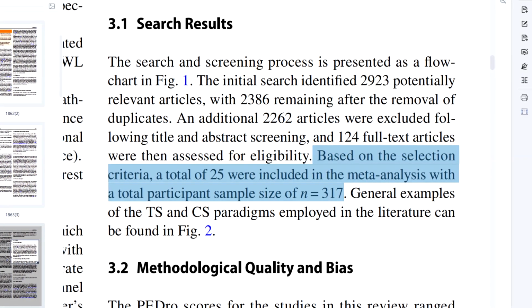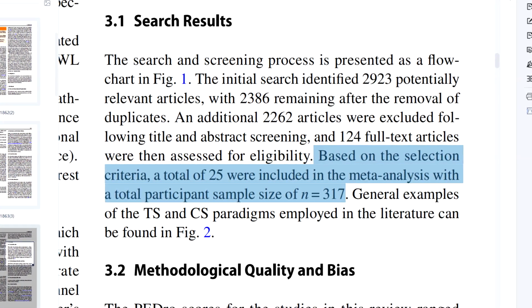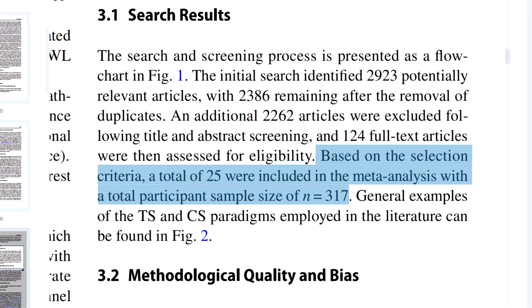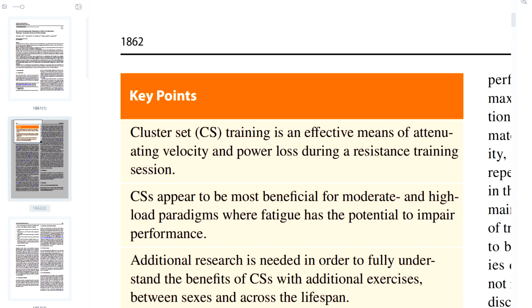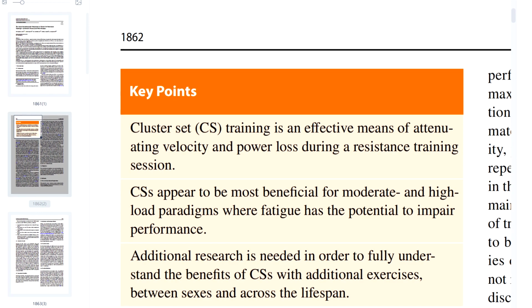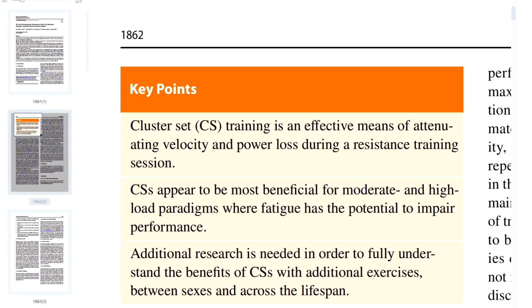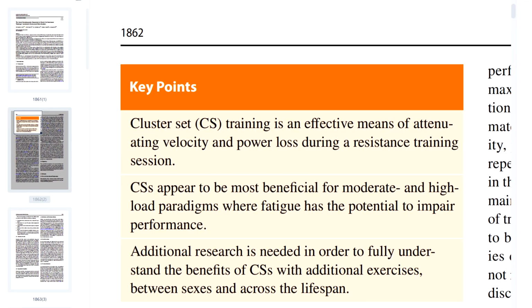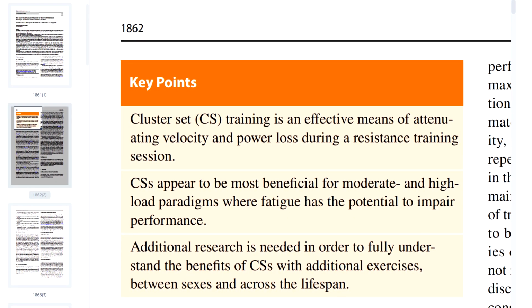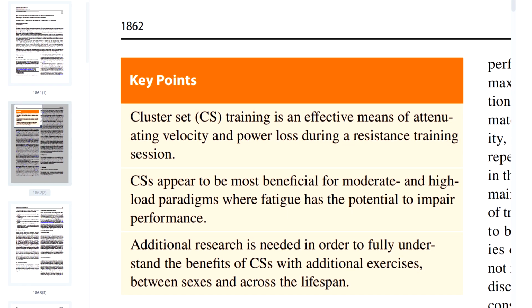And so again, there was a strict selection criteria, and this led them to analyzing 25 research studies with a total participant size of 317 people. And so what were the key points from this 2019 meta-analysis comparing cluster sets and traditional sets? Cluster set training is an effective means of attenuating velocity and power loss during a resistance training session. Cluster sets appear to be most beneficial for moderate and high load paradigms where fatigue has the potential to impair performance. Additional research is needed in order to fully understand the benefits of cluster sets with additional exercises between sectors and across the lifespan. And the conclusion of that meta-analysis.